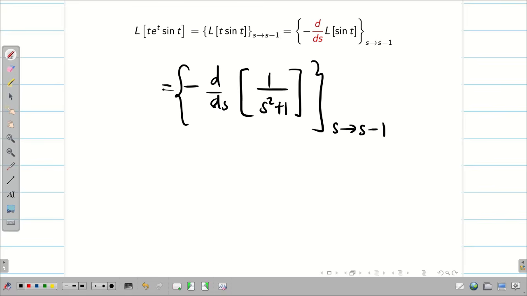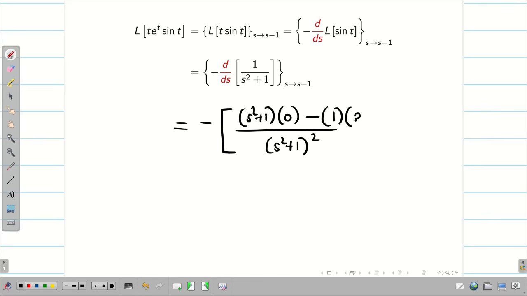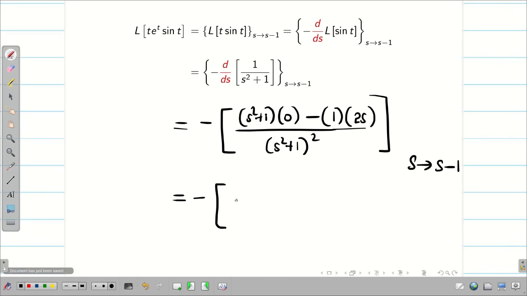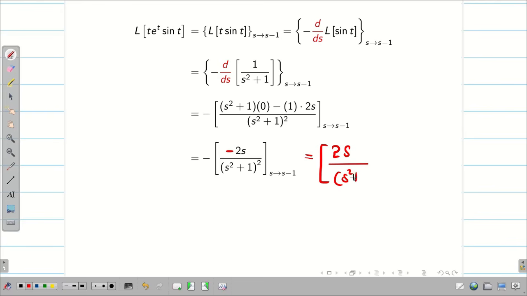Now we have to differentiate this by the u by v rule. Minus, denominator is s square plus 1 whole square, v du: s square plus 1, differentiation of 1 is 0, minus 1 into differentiation of s square plus 1, which is 2s. Finally, we have to replace s by s minus 1. Now, minus of minus 2s divided by s square plus 1 whole square. So minus into minus plus, we get 2s divided by s square plus 1 whole square. We have to replace s by s minus 1 at the end.